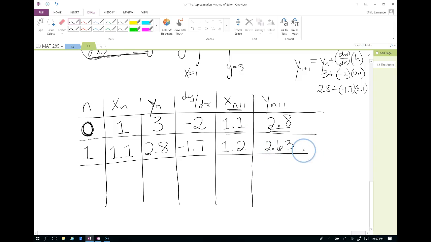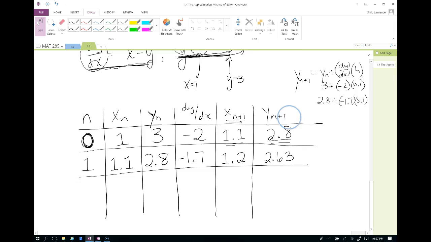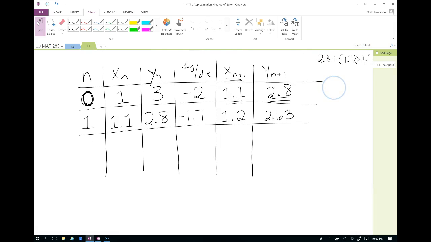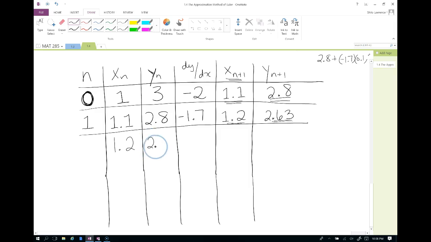So we are not done until our x gets to 2, because we were asked to find y of 2. So we've got a lot to fill in here. This new x and y here are going to get transferred down, and we're on to the next iteration. dy dx is x minus y, so 1.2 minus 2.63. I get negative 1.43. Your x is just a tenth bigger.